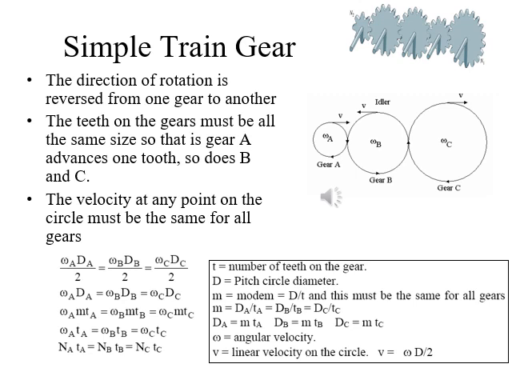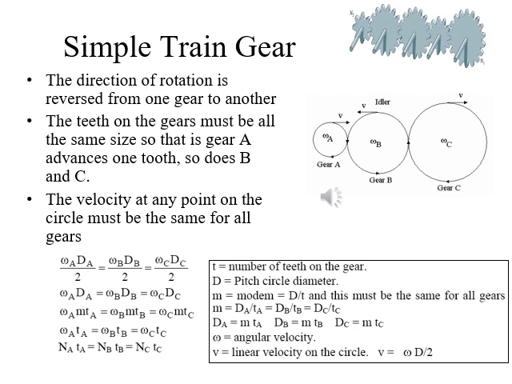So of course, using the velocity equations, omega A times the pitch radius, or pitch diameter divided by 2. So you can have the equation of omega A times DA equivalent to omega B times DB equivalent to omega C times DC. So DA you can change into module M times number of teeth. So you can remove the M on each of the equations so that you have omega A times TA equivalent to omega B times TB equivalent to omega C times TC.